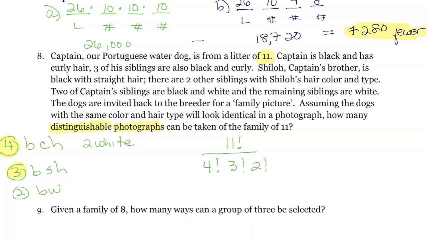2 exclamation, that's right here, and then another 2 exclamation, and that's for the last one. Okay, so if I put that in my graphing calculator, I'm going to get 69,300 distinguishable photographs. Okay?